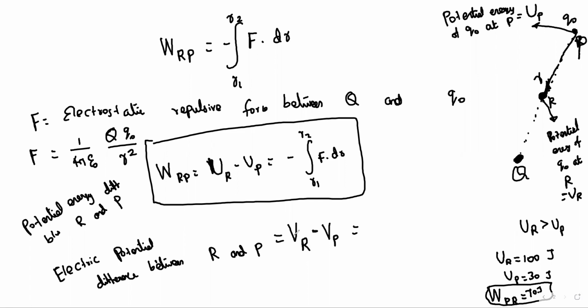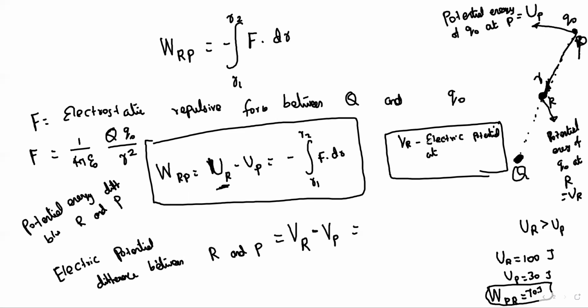If I want to say what is the electric potential at point R, here we can write: let V_R be the electric potential at point R. So it is not total energy, it is the electric potential at point R. And V_P is the electric potential at point P. Now you need to find the potential difference between V_R and V_P. So now this test charge is Q0.